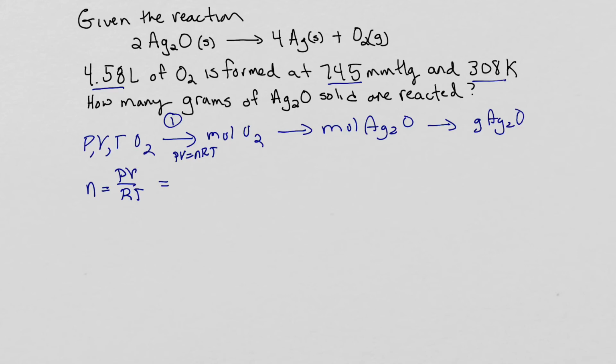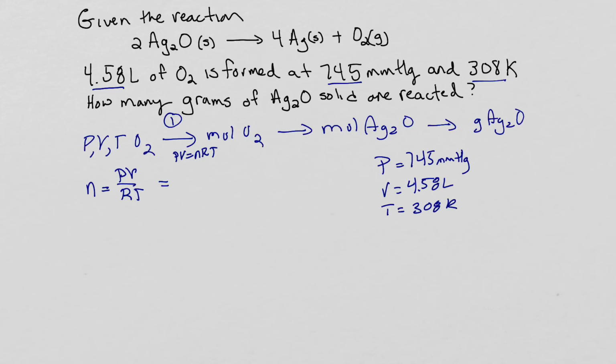So if we plug in the values that we have, let's go over here and see what we're given. We have a P of 745 millimeters of mercury. We have a V of 4.58 liters. And we have a T of 308 Kelvin.